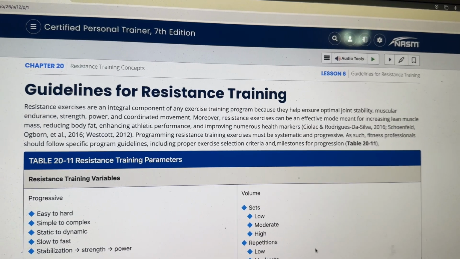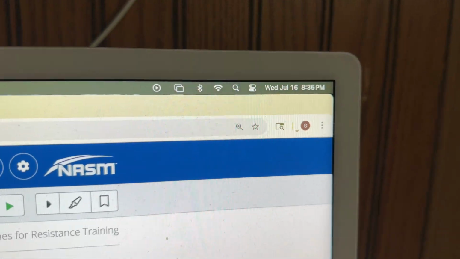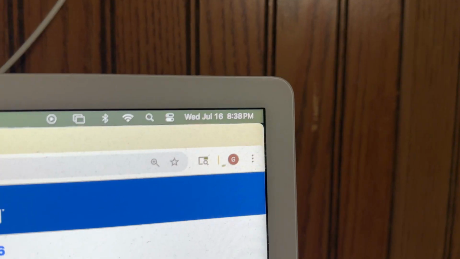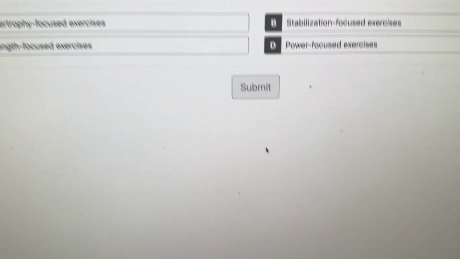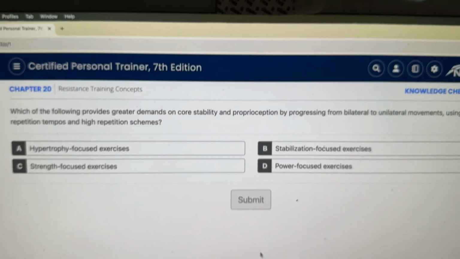Guidelines for resistance training, lesson 6, 8:35, 5 pages. See you guys in a little bit. I want to kill this really quick. I'll be back. All right, chapter 20, lesson 6 is done. 8:38, it didn't take me that long. We're just going to do the test. It's only 2 questions. Here we go.